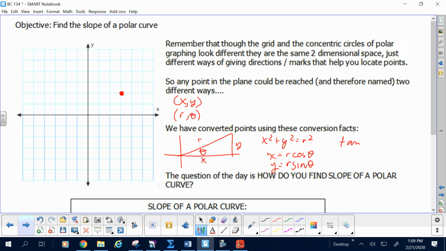Tangent or inverse tangent, depending on how you look at it. Theta is inverse tangent of y over x. Y over x. Okay. And you could also say tangent theta is y over x. All right.